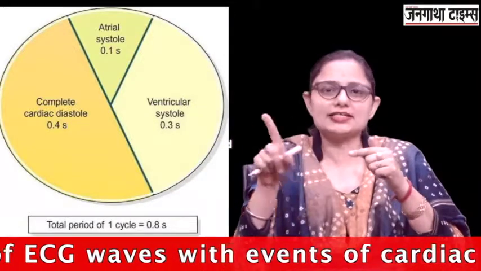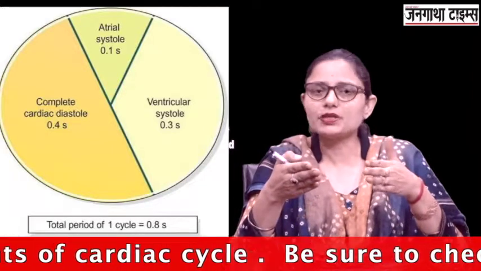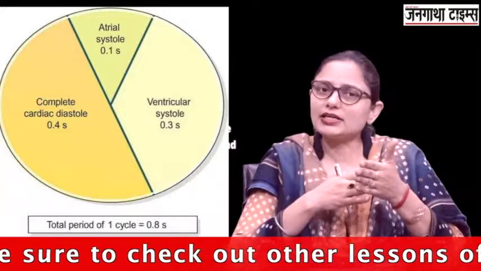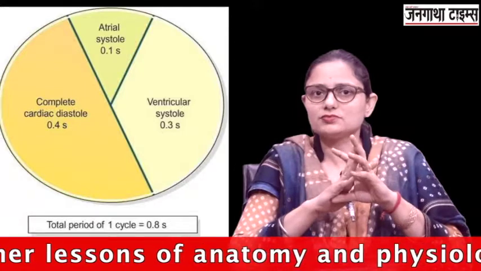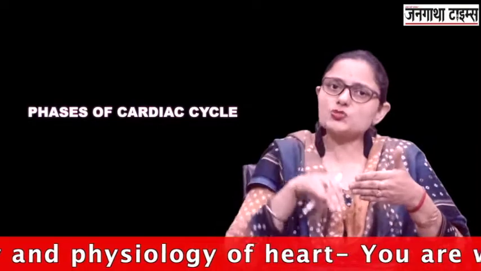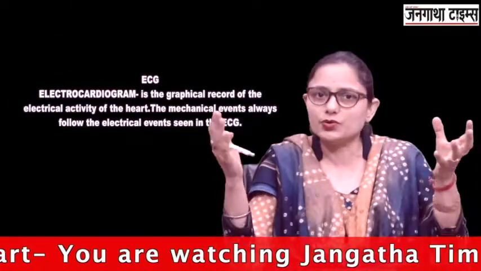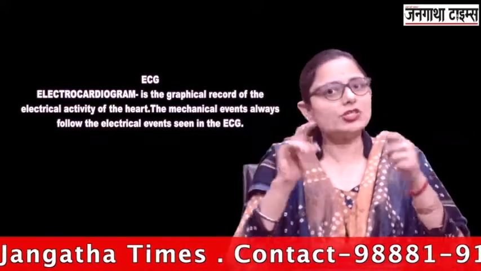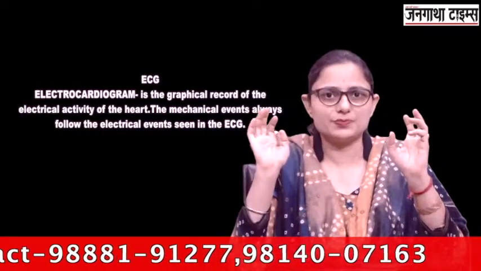It is 0.8 seconds. Of this, 0.1 second is the atrial systole, 0.3 seconds is the ventricular systole, and 0.4 second is the complete cardiac diastole, when the complete heart is relaxing. Now I'll talk about the phases of the cardiac cycle and the corresponding changes seen in the ECG. Now what is ECG? ECG is electrocardiogram, and it is a graphical record of all the electrical activities which are occurring in the heart during this cardiac cycle or during one heartbeat.